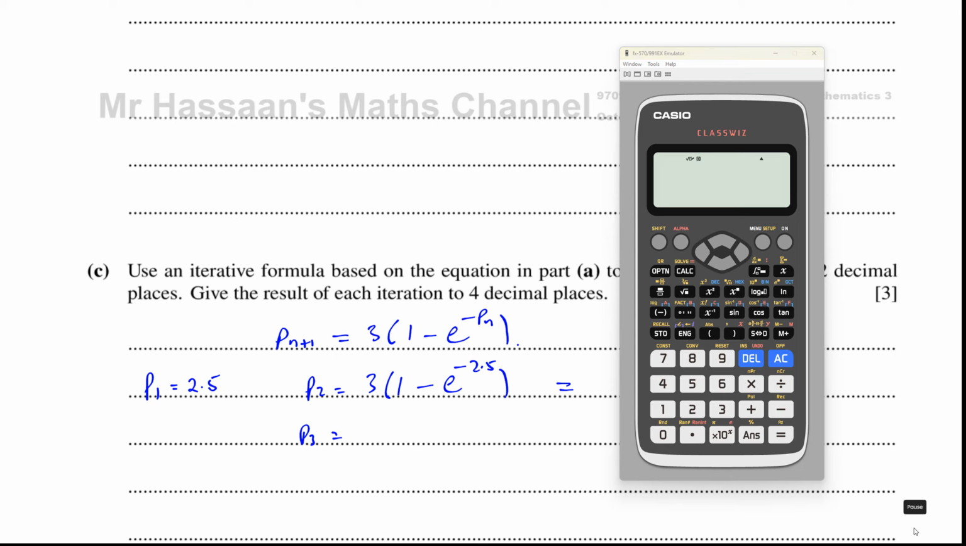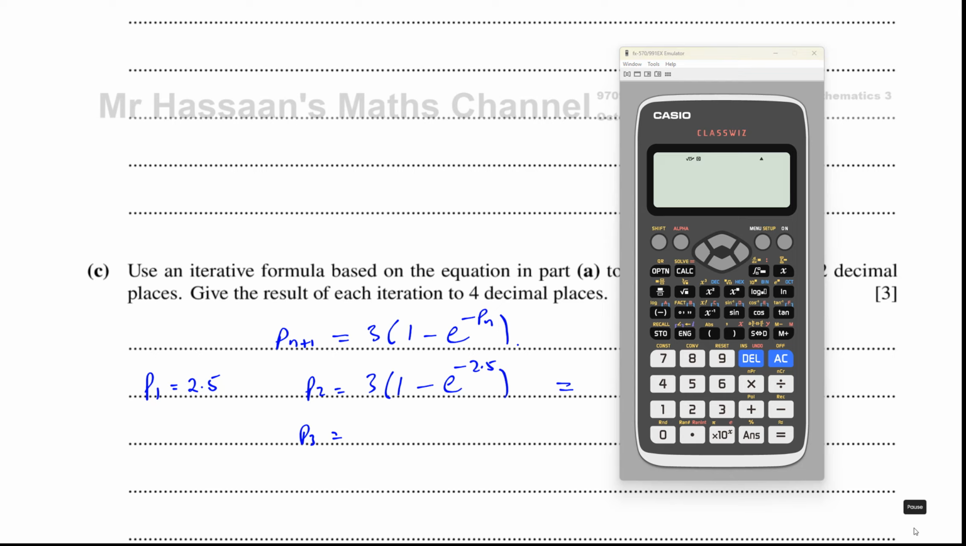So I'll put 3 times 3 brackets 1 minus e to the power of, so this button here, e to the power of, whoops, didn't press shift properly, e to the power of negative, and I'm going to put Answer. So that basically will put the value of 2.5 in this place over here. When I press equals, it's going to give me what P2 is.